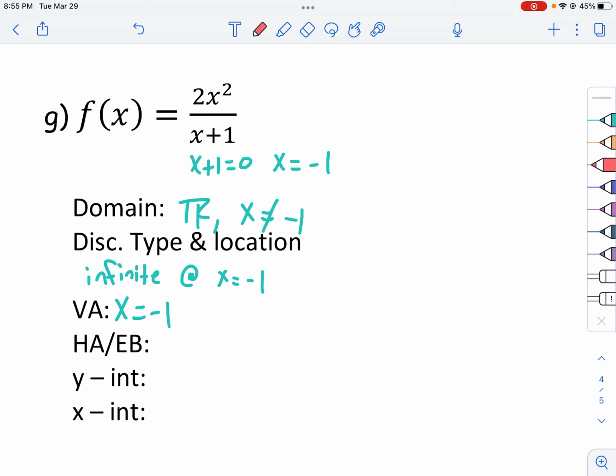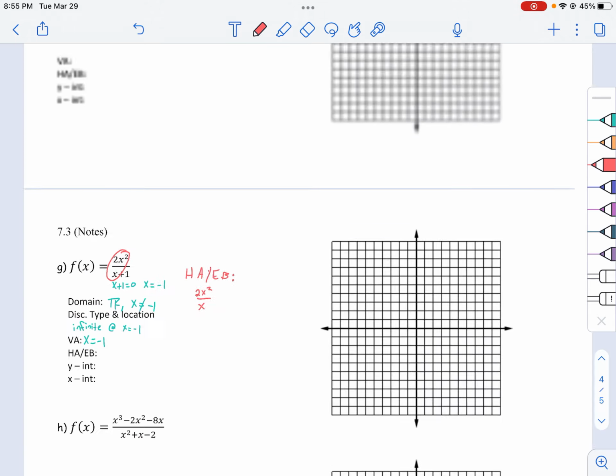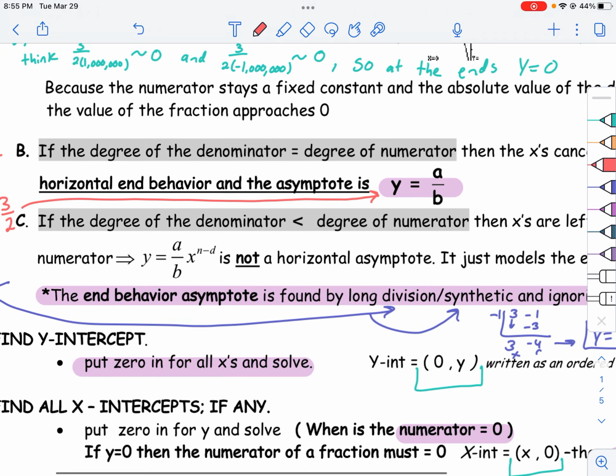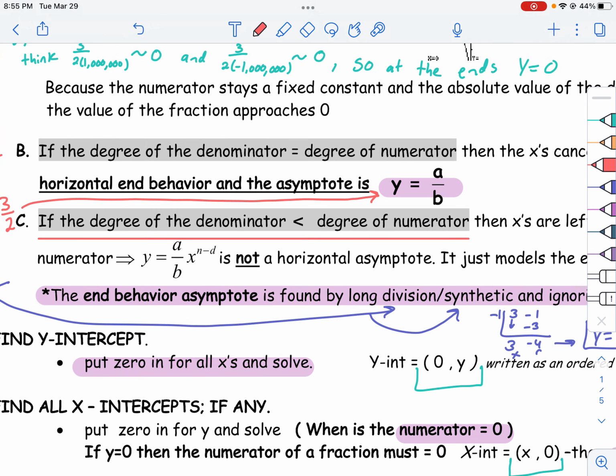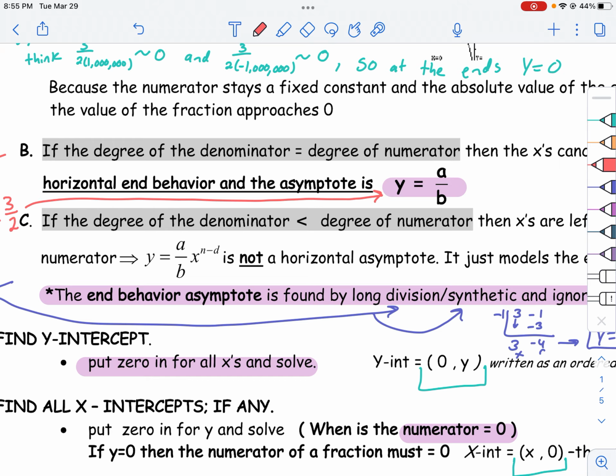Horizontal asymptote, end behavior. Okay, so we have a new thing coming up that we have not seen before. 2x squared divided by x. So we go 2x squared over x. In this case, the numerator degree is bigger than the denominator degree. So what's going to happen here is there is going to be a slant end behavior. So how to do this? Come back up to our notes. It tells us if the degree of the denominator is smaller than the numerator, what do we have to do? Long division or synthetic division.